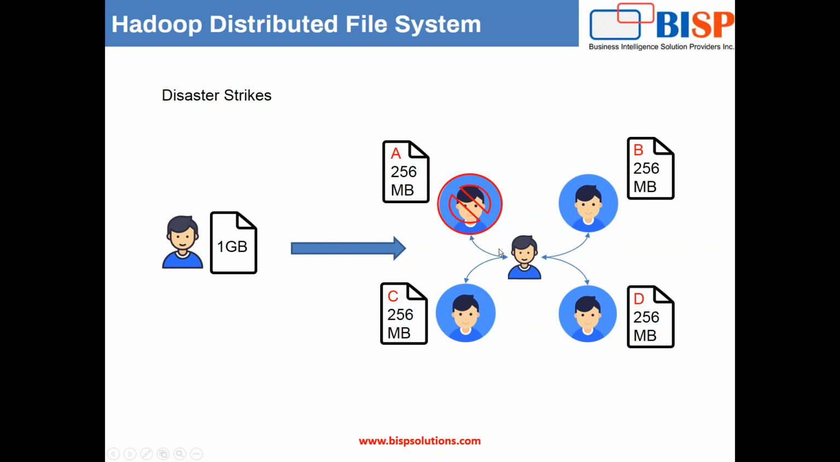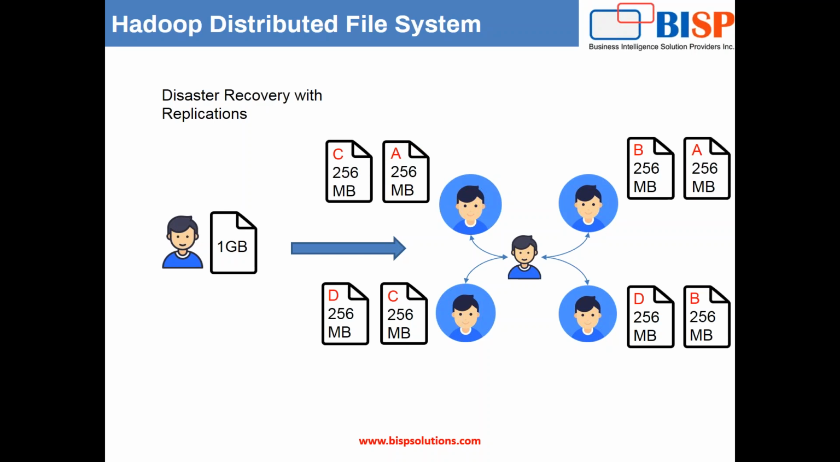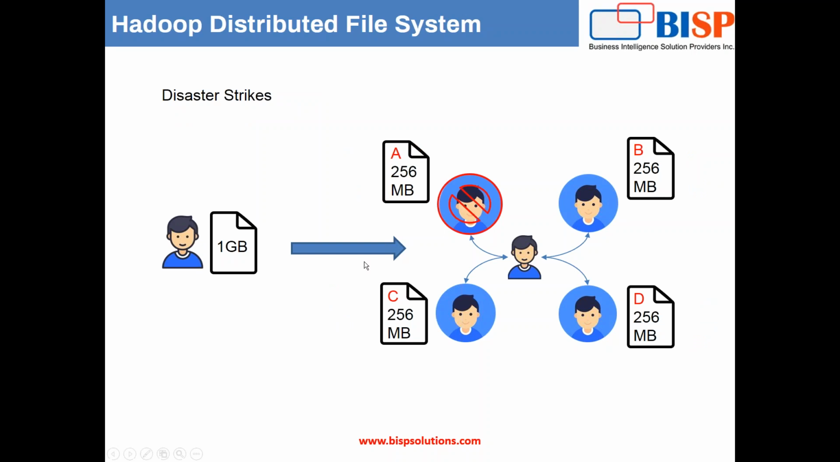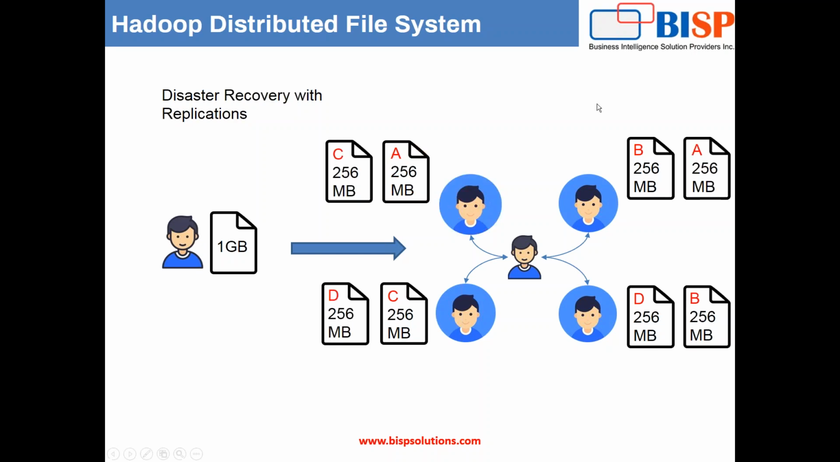So how do you mitigate this? So make copies of it. This is called replication in Hadoop distributed file system. So rather than just one person having one block, you have a copy of it. So previously, this person used to have A, B, C, and D. Now, this person has a copy of A and C, B and A, D and C, and B and E.